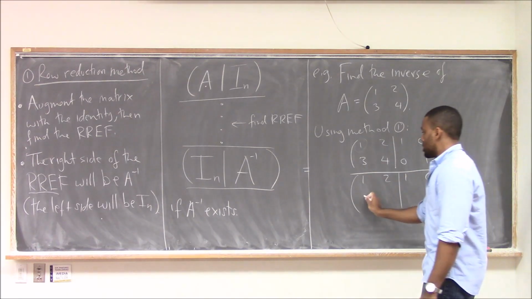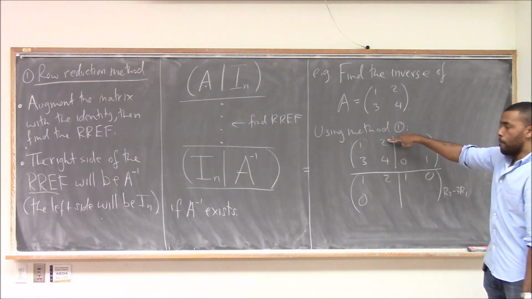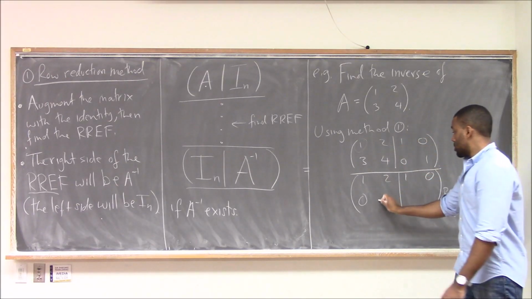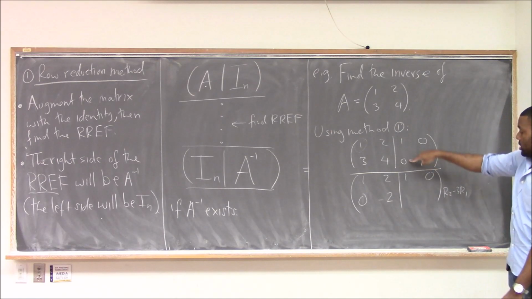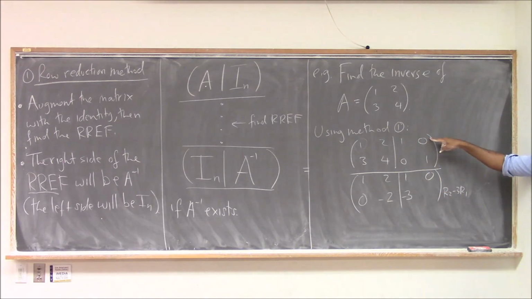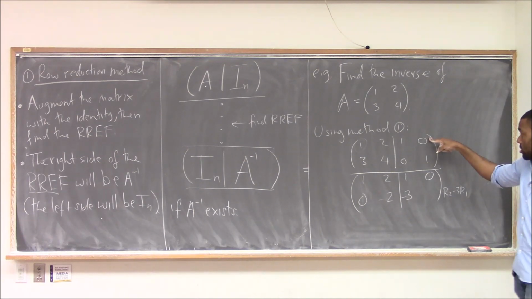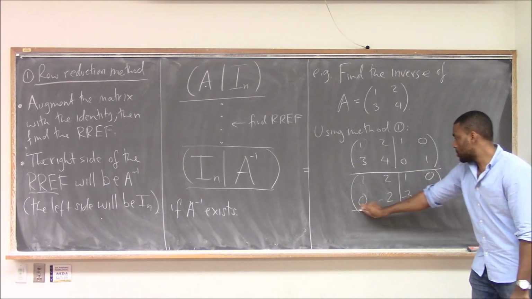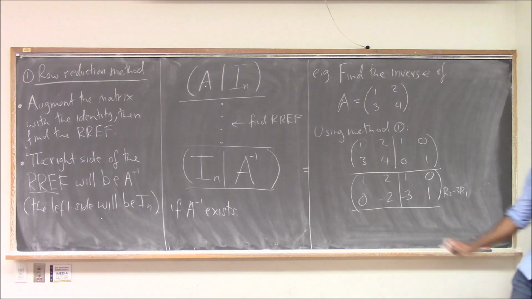3 minus 3, 0. This minus 6, minus 2. This minus 3, minus 3. This 1 minus 3 times 0 is 0. This is 1. Now what?